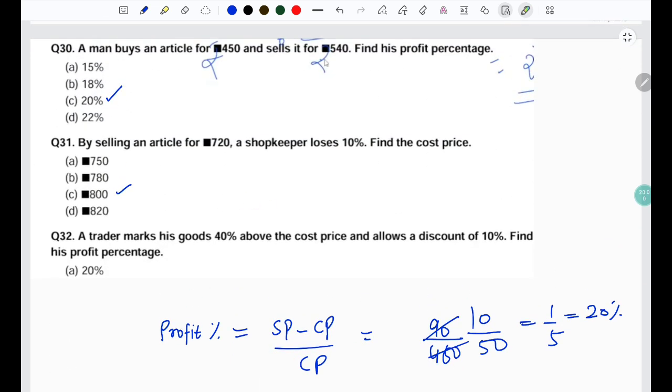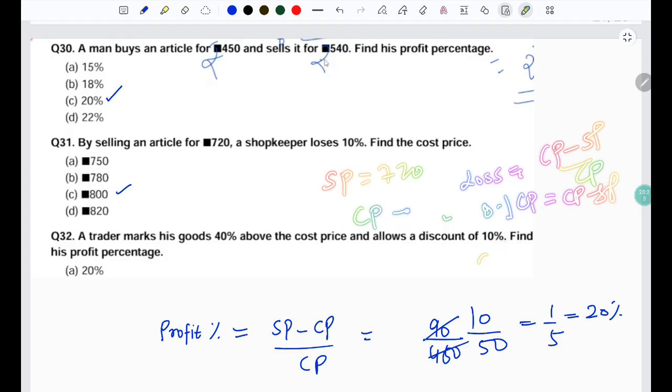You see, he has a selling price of 720. He must have a certain cost price. So we know that loss always comes when your CP is more. So loss is CP minus SP over CP. This is 10%, that is 0.1 CP equals CP minus SP, so SP becomes 0.9 of CP. Therefore the CP becomes 720 over 0.9.